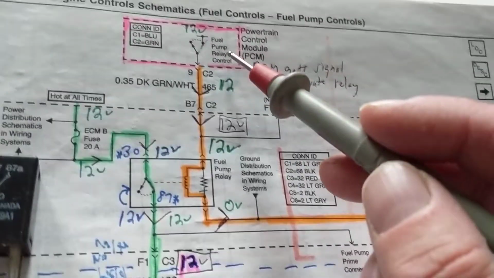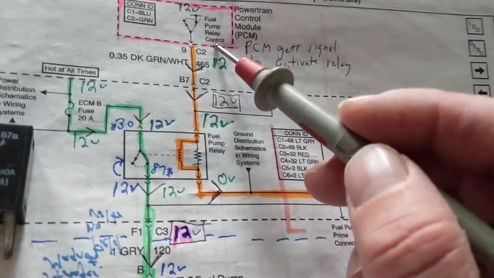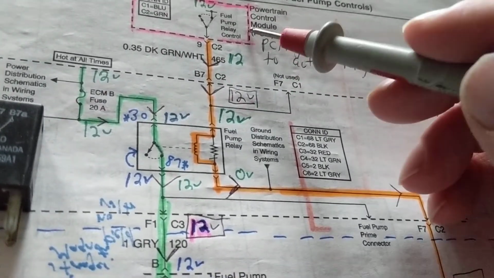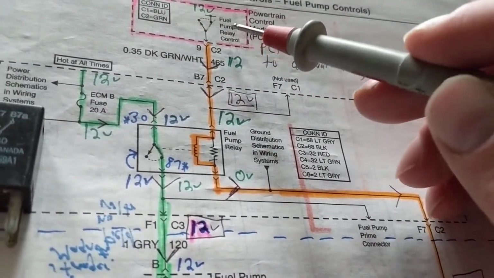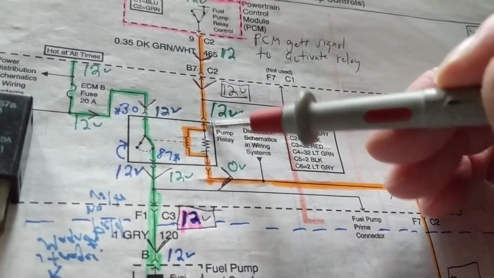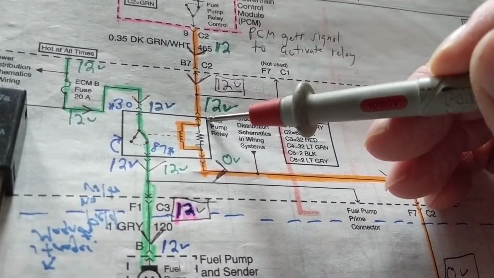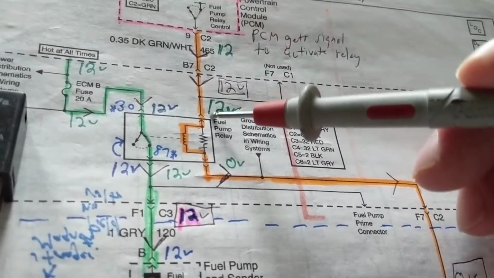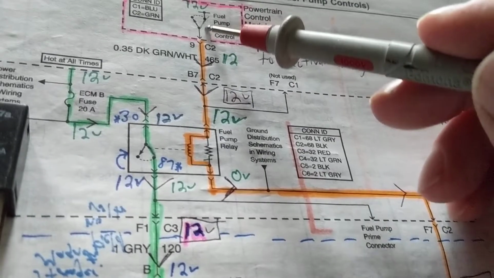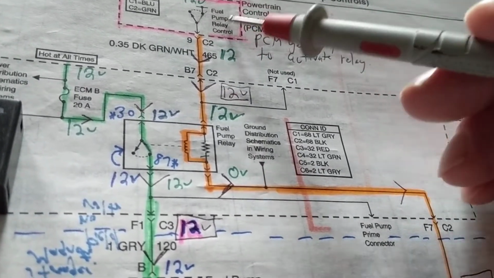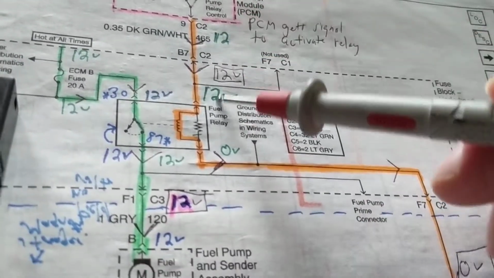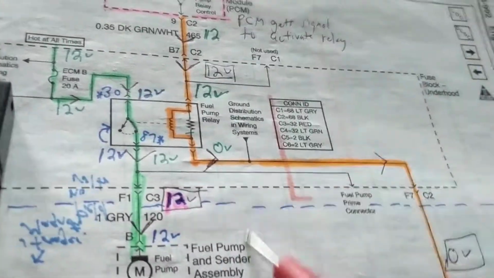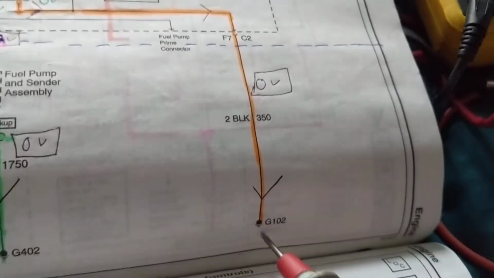So we have 12 volts coming in from the computer. When the computer says it's good to give 12 volts to close the switch, right now the computer is the boss. It controls 12 volts to the top of this relay. Once that happens, current flows from this module, the computer, through here, with a resistor that's in parallel over here, and through here.